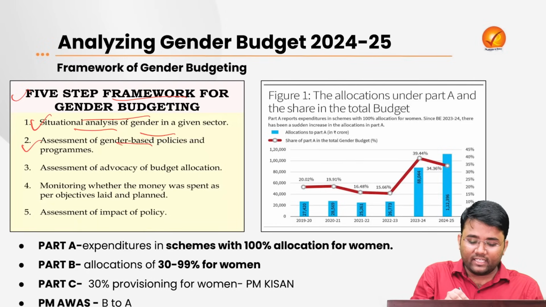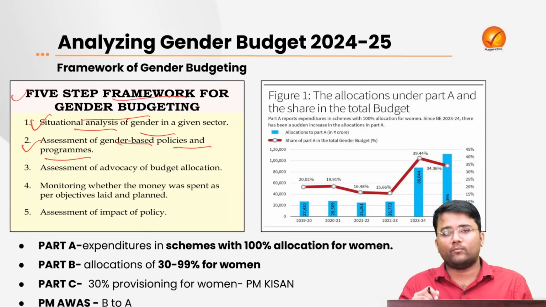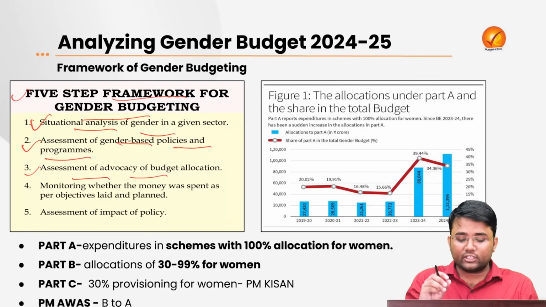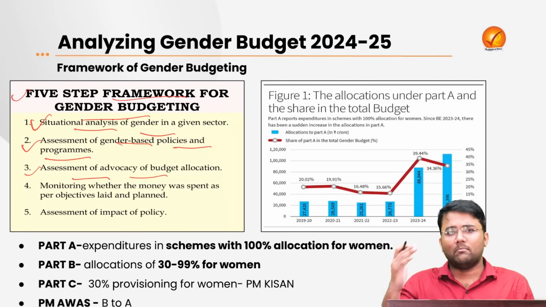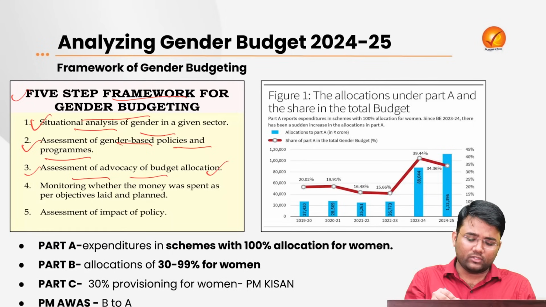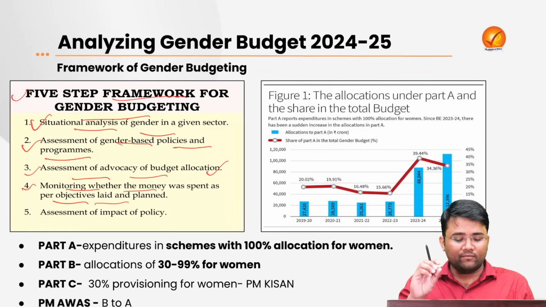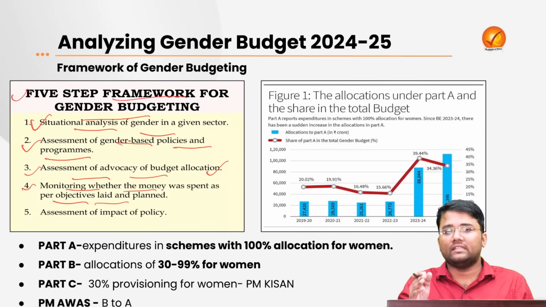Then assessment of gender-based policies and programs which were already in place, how well they have performed, and what the various issues were that have been faced while implementing and enforcing those policies and programs. Then also the assessment of advocacy of budget allocation, that is, how much budget can be allocated, what is the demand, what is the specific need, looking into that. Then also monitoring whether the money was spent as per the objective laid and planned. This is about whether the outlays that were given have actually materialized into outcomes or not.